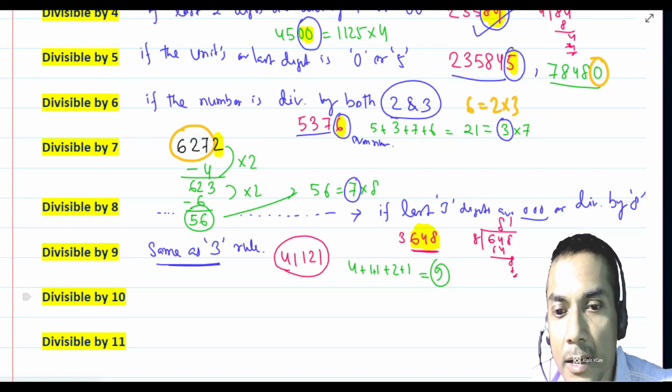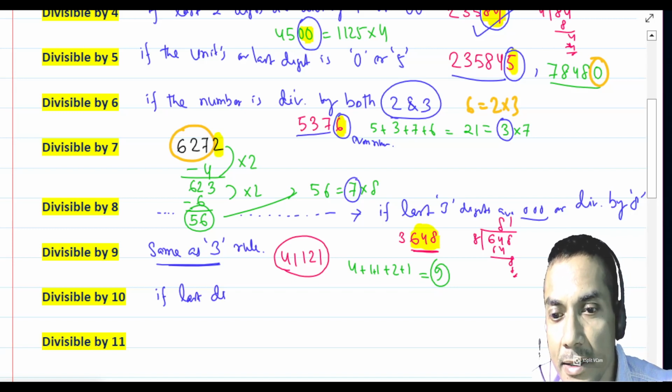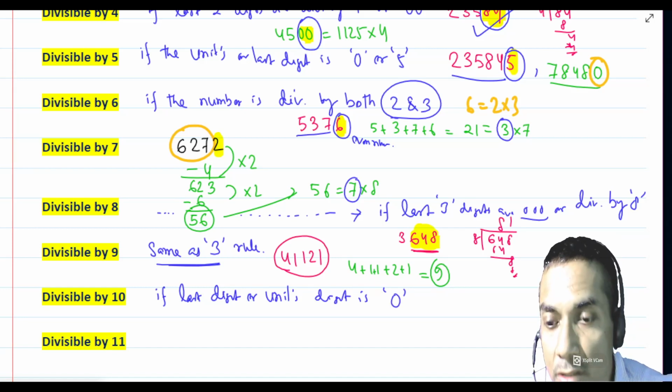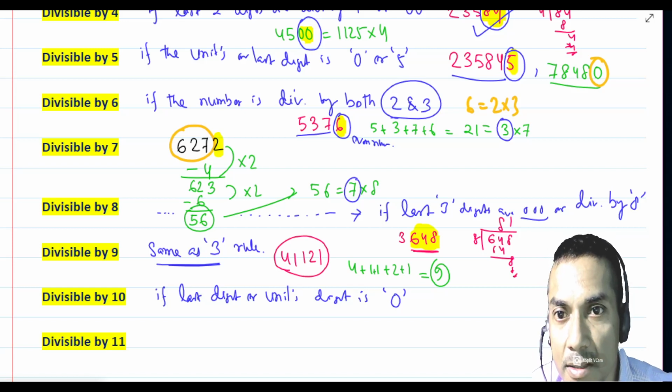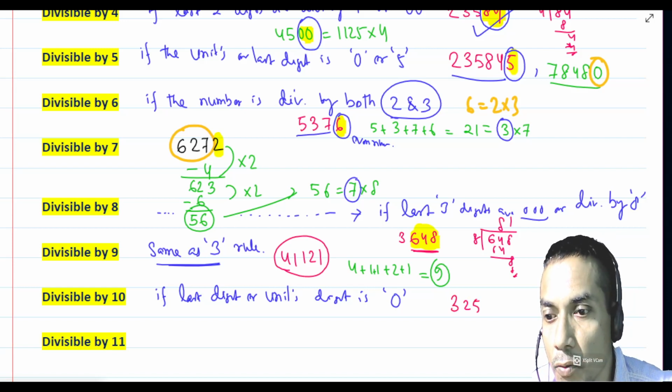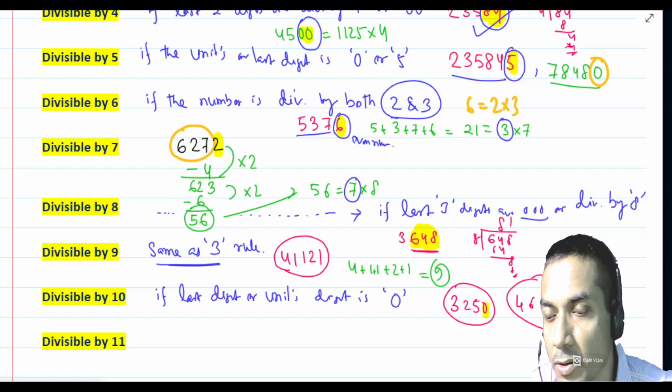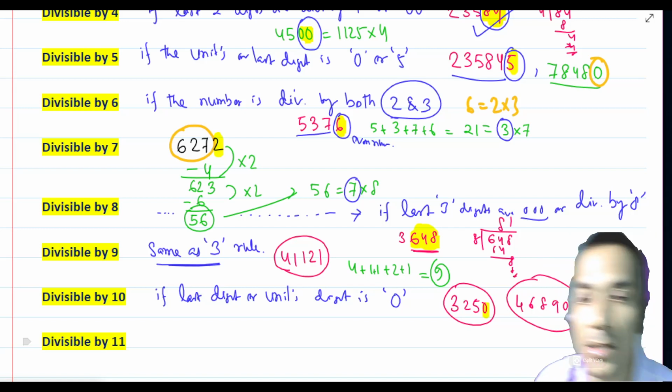Next is divisibility by 10. So if the last or unit digit is 0, only this condition needs to be satisfied, only 0. For example, 3250, or even 468900. You only have to consider the last 0, no more 0s are required, only a 0 in the last or unit place. It is divisible by 10.